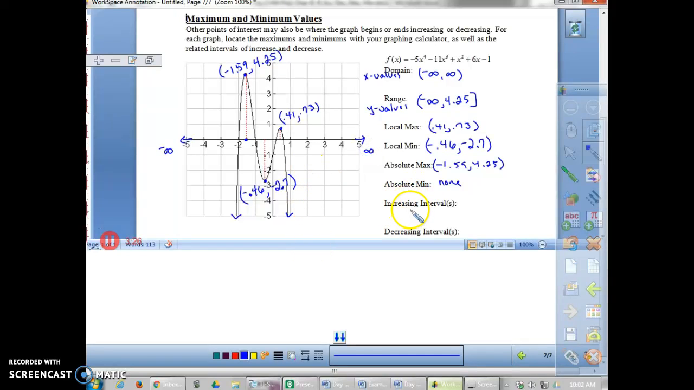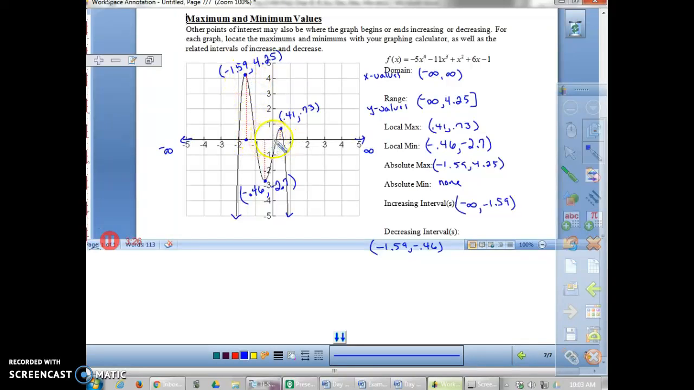Okay, so I'm increasing from negative infinity to this x of negative 1.59. So negative infinity to negative 1.59. And then I have decreasing intervals, the next little interval's decreasing. So I use this x, negative 1.59, and go to this x, negative 0.46. So negative 1.59, comma, negative 0.46. So it decreased from here to here.